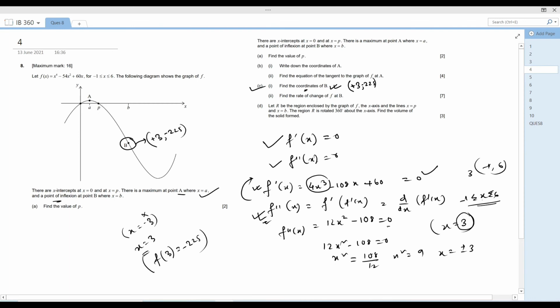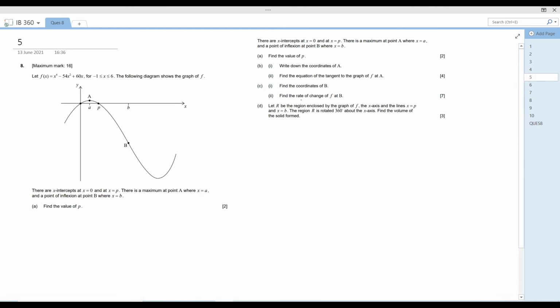Okay, now find the rate of change of f at B. So that is the rate of change of f, it means f dash x. We have to find f dash x at B. So the coordinate of B is 3 comma minus 225. So this is the coordinate. Now we have to find f dash x here.